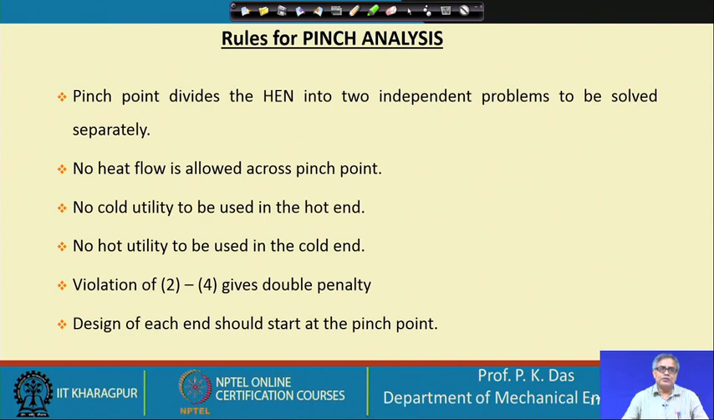The pinch point divides the heat exchanger network into two independent problems. These problems can be solved and should be solved independently, and while solving them we should start from the pinch point and go either towards the hot end or towards the cold end. So, this is one message. The second message is that no heat flow should be there across the pinch point. The third message is that no cold utility should be used at the hot end. The fourth message is that no hot utility is to be used at the cold end. These are the things you have to keep in mind.